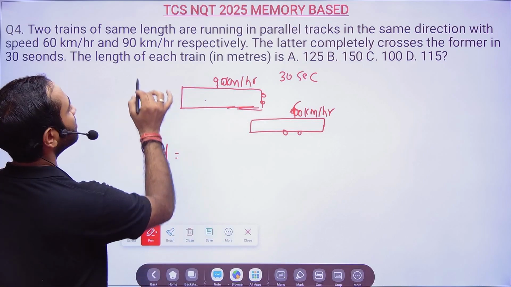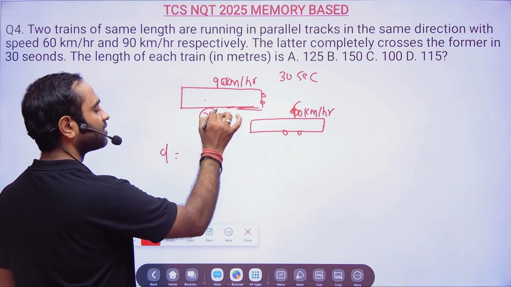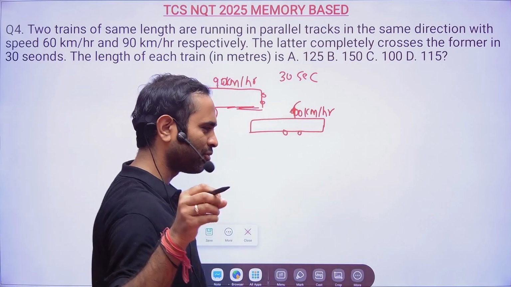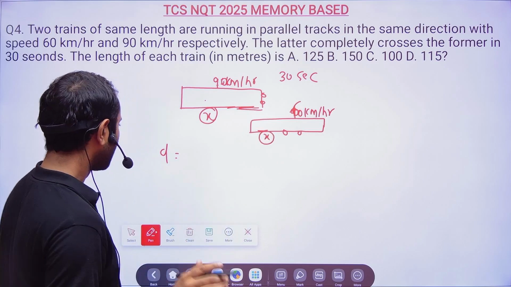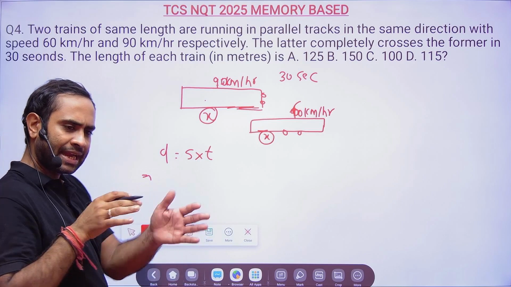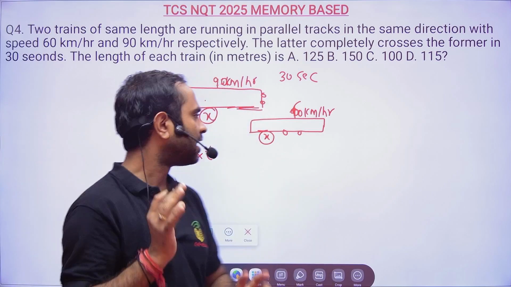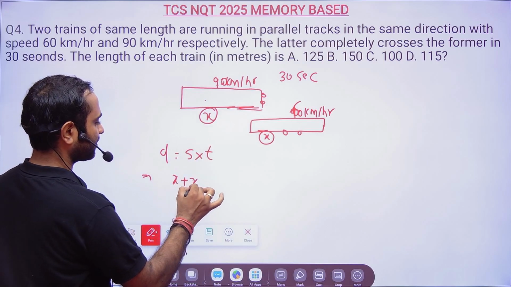Two trains of equal length, same length. So length is x. I don't generally assume x, you can assume y or p, but if you assume x, distance will be equal to speed into time. When a train is crossing another train, then the distances will be added, x plus x.